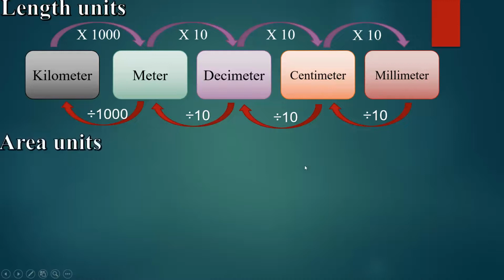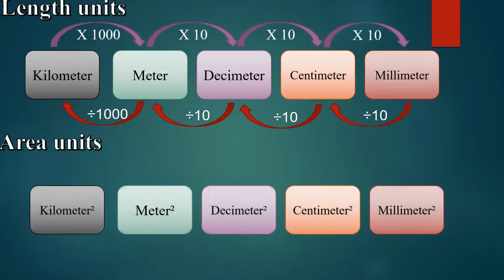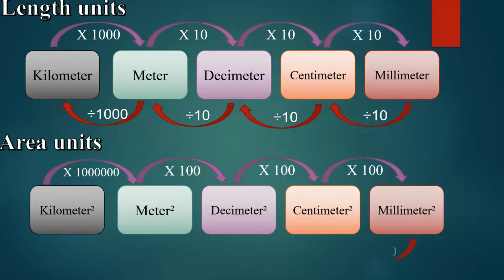Area units. We know that we have the same units: kilometer square, meter square, decimeter square, centimeter square, millimeter square. Okay, it means times 1 million, times 100, times 100, times 100. If I want to go backward, it will be divide, divide, divide, divide.